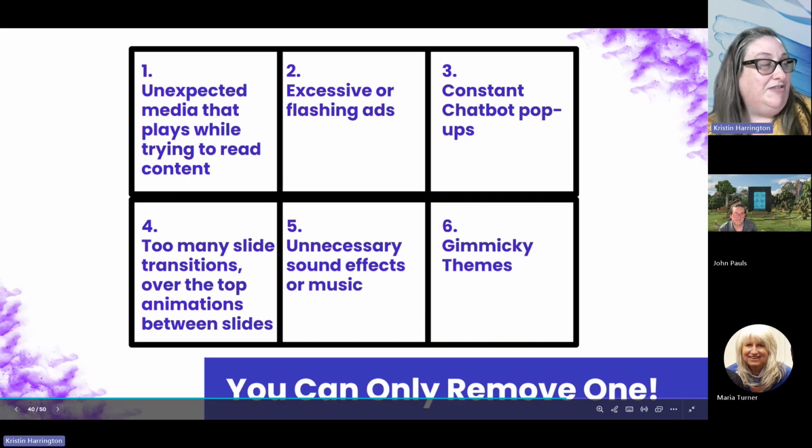Four is too many slide transitions, over the top animations. And I said between slides, but that could also be on video transitions also. Number five is unnecessary sound effects or music. And number six, gimmicky themes. So out of all of these six, you can only pick one to remove from this world. Unfortunately, we can't really do it, but which one would you pick?